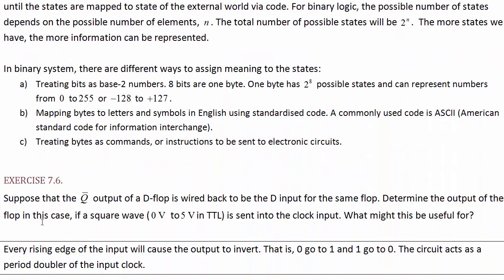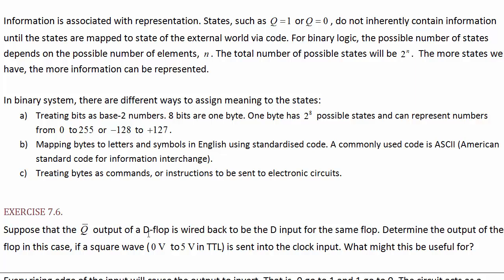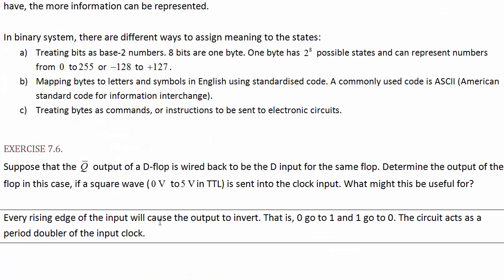Okay, suppose that the Q bar output of a D flop is wired back to the D input of the same flop. Determine the output of the flop in this case if a square wave is sent into the clock input. And what might you use this for? So if we wire the inverted output back into the D input of a flop, then every time the clock goes high, the output is going to switch. So it just inverts every output, but that doesn't mean that it's completely useless.